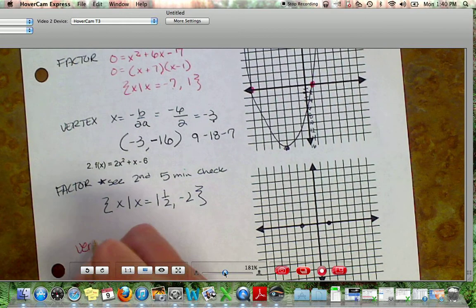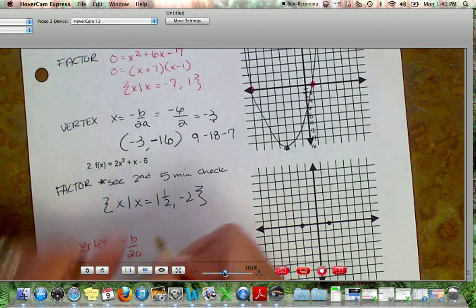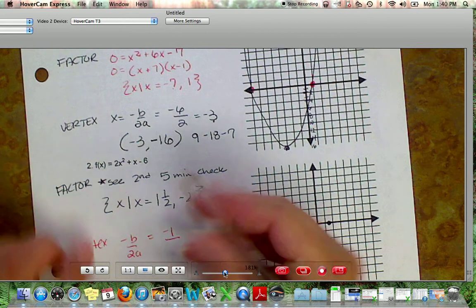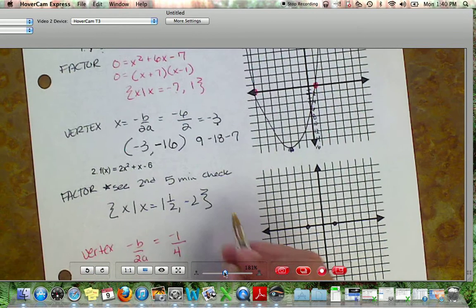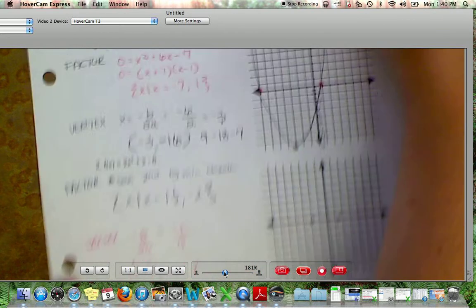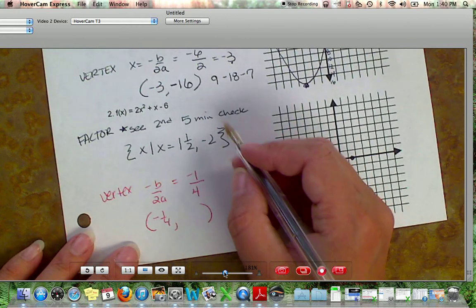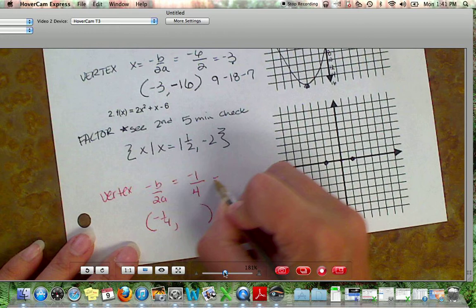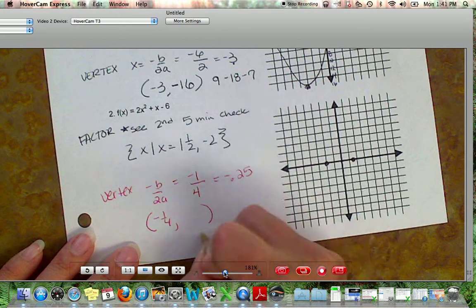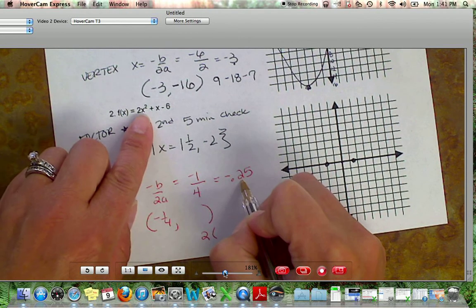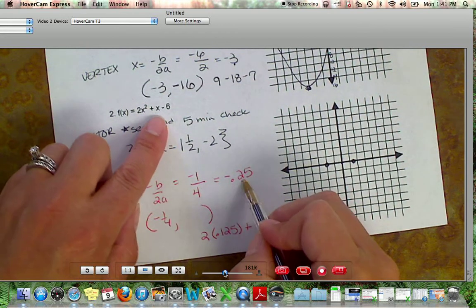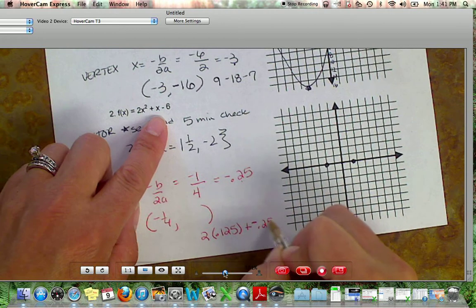Then we're going to find the vertex, -b over 2a. -b would be -1. 2 times a would be 4. So here's our vertex, -1/4 and something else. This is going to get hairy. So to make this a little simpler, it's okay with me if you change that to -0.25. And then you're going to plug in -0.25 into this equation. So we get 2 times -0.25 squared, which is 0.125, plus x, which is -0.25, minus 6.